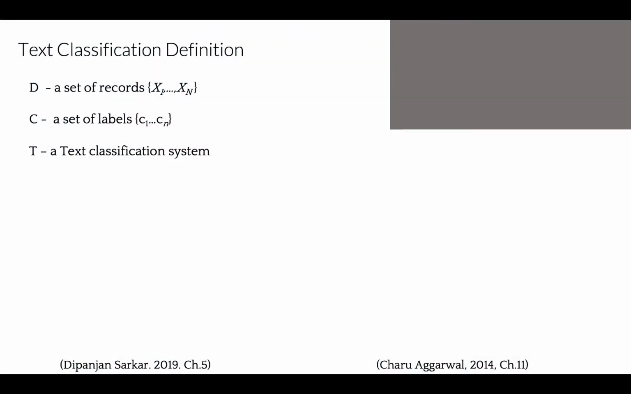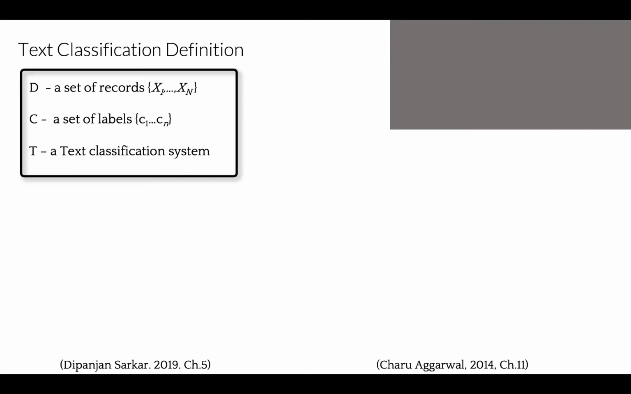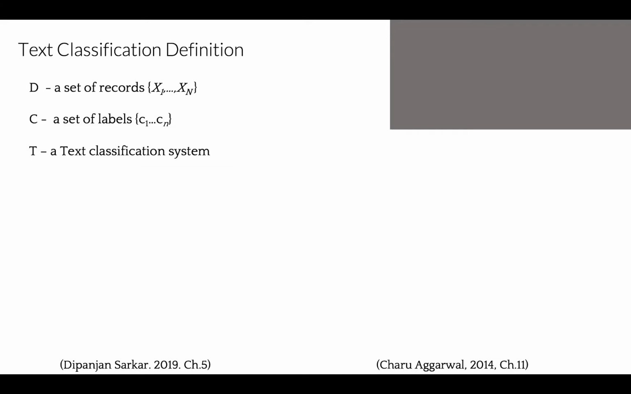Text classification is a common NLP task. The problem of classification can be defined as follows. Given a set of records, D, and C is a set of discrete, different labels indexed from 1 till N, and each representing a category. T is our text classification system. We can describe the classification task as follows. We need to assign one category, C, to each record X.